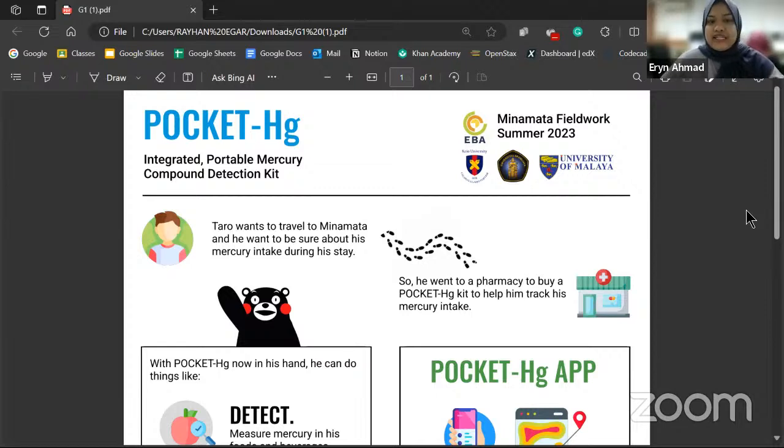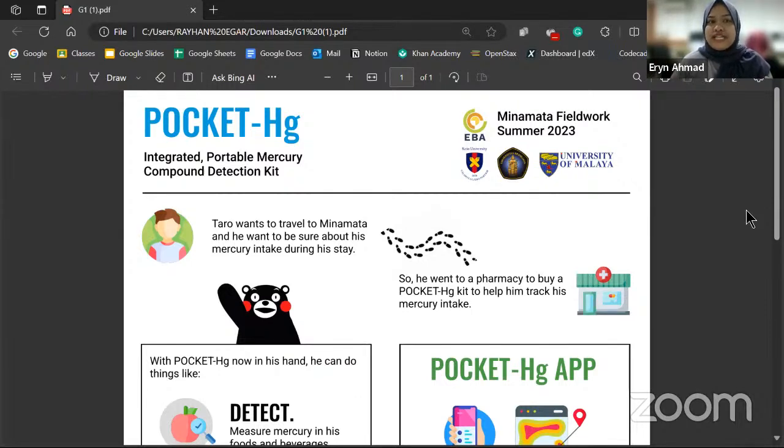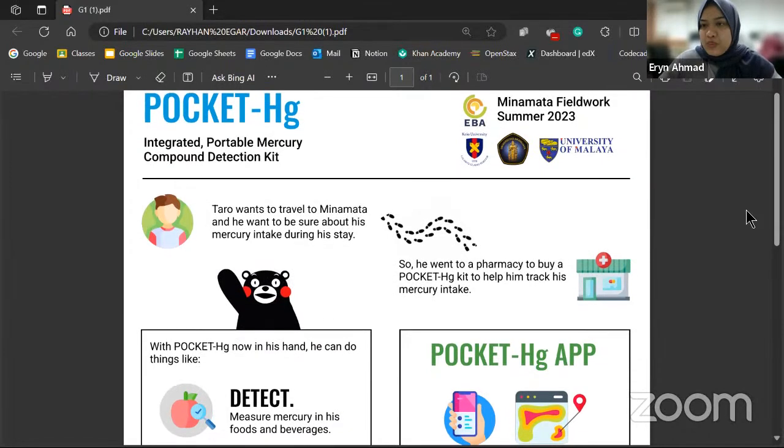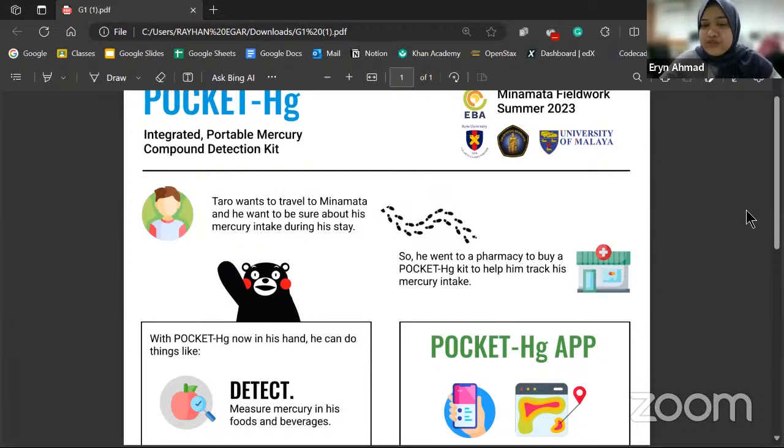This is the story you can see on the slide, where Taro also wants to travel to Minamata. So he doubts, as all of us have this kind of stigma, where when we hear the word Minamata, we are always scared of the mercury, thus causing us to be afraid to take any, for example, food. So we are trying to be careful about food consumption. So we can just try to use this Pocket HG, which will give you a first alert about the mercury's existence. And this kit is expected to be available at the pharmacy, just like what we use for the COVID test.